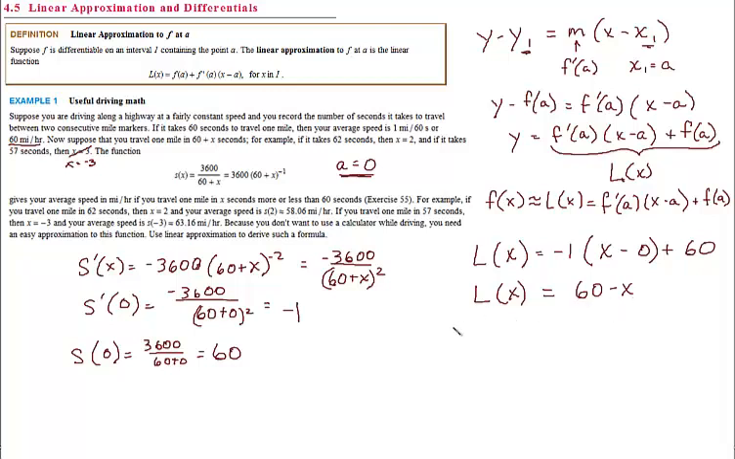Okay, so let's choose I was traveling down the road, and let's say I counted the time in between mile markers to be 64 seconds in between mile markers. That would mean that my x is 4.